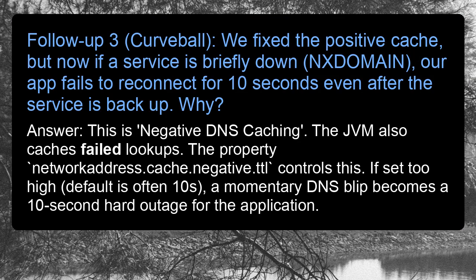Follow-up 3. Curveball. We fixed the positive cache, but now if a service is briefly down in a domain, our app fails to reconnect for 10 seconds even after the service is back up. Why? Answer: this is negative DNS caching. The JVM also caches failed lookups. The property networkaddress.cache.negative.ttl controls this. If set too high, default is often 10 seconds. A momentary DNS blip becomes a 10-second hard outage for the application.